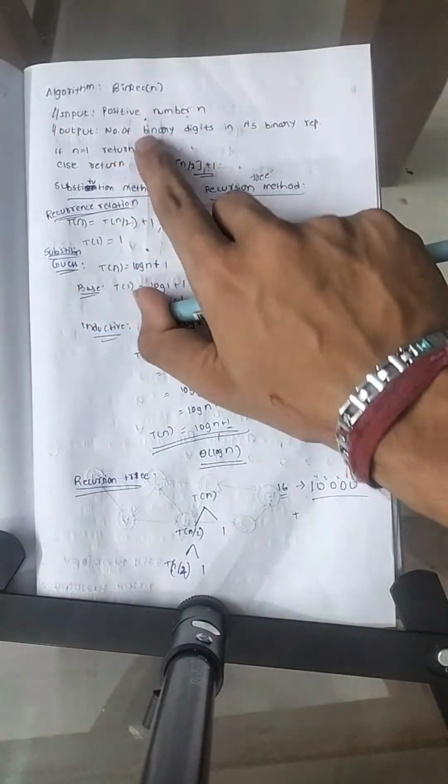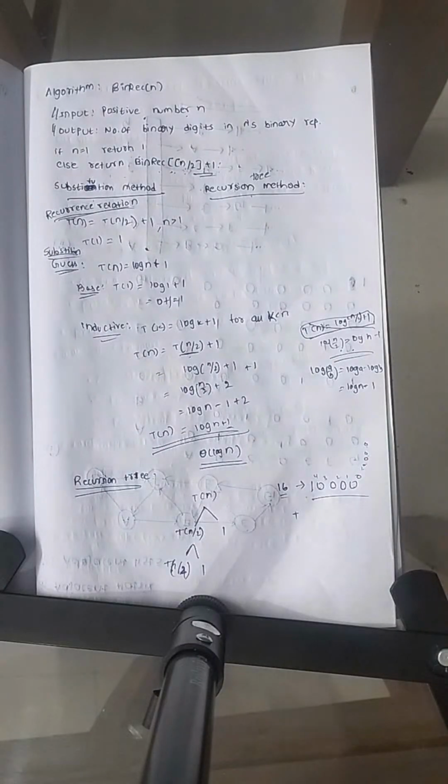So this is the input and output. What should we have to get? The number of binary digits in n's binary representation. So 8 is a decimal number. So what do we have to do? We have to convert the decimal number into a binary number first.